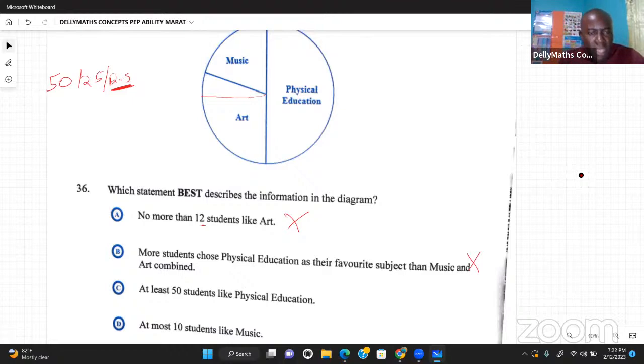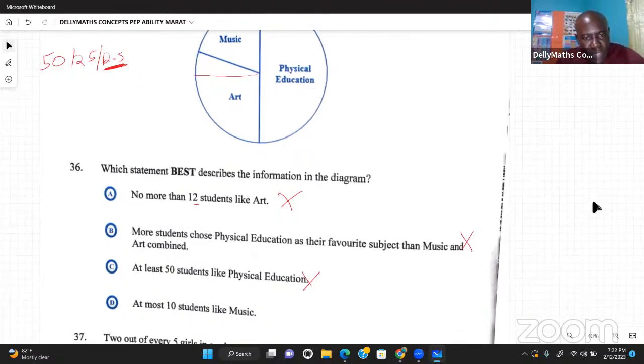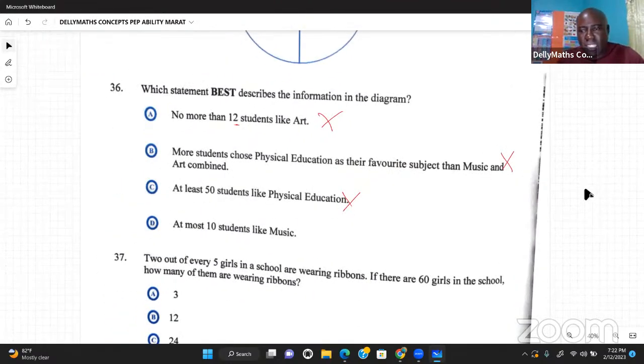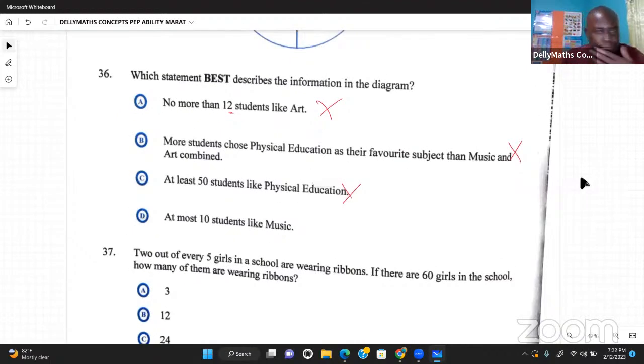B is wrong. Less than 50 students like physical education. This is true. No, oh, this is at least. No, this is incorrect. I thought they said less. All right. So they said at least 50 students like physical education. That is incorrect because it's half. At most, 10 students like music. At most, 10 like music.